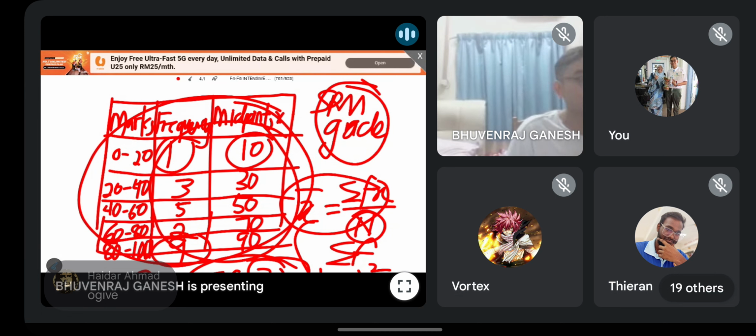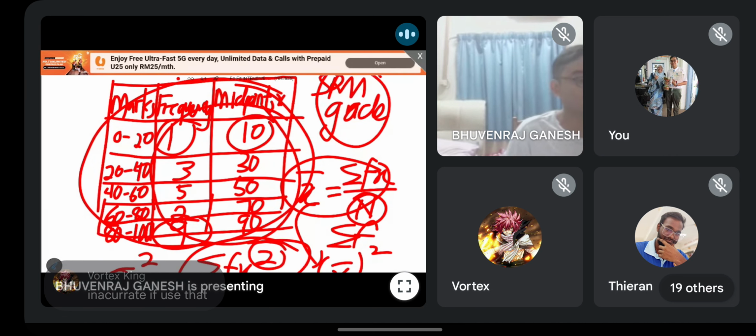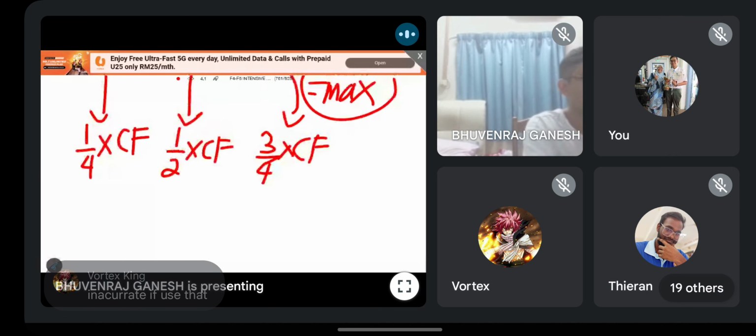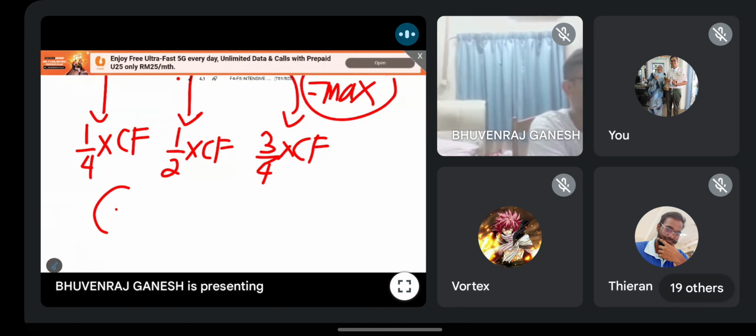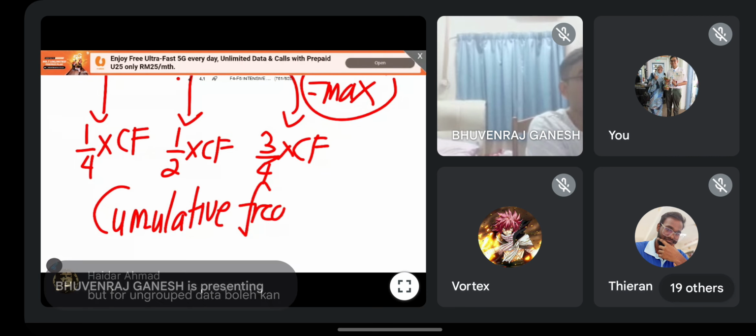Okay. Sometimes, guys, mereka akan suruh kamu lukis this one. Okay? They will ask you to draw a cumulative. Yeah, of course will be inaccurate a bit. Cumulative frequency graph.